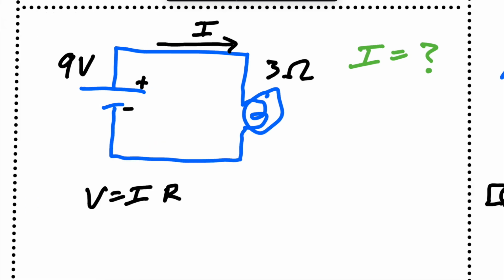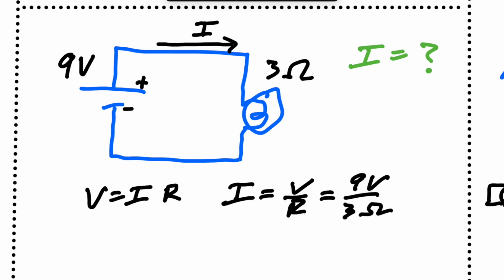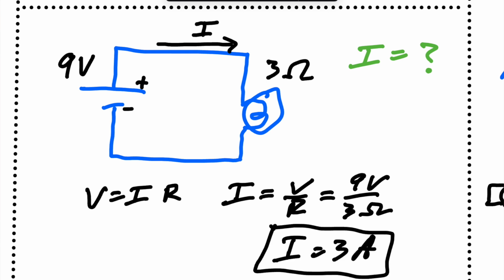Okay, and we're looking for the current, right? So V equals IR, that's what we're going to use. I equals V over R. So this is really simple. V, 9 volts, the resistance, 3 ohms, and that gives us a current of 3 amps. Amps are the unit for current.